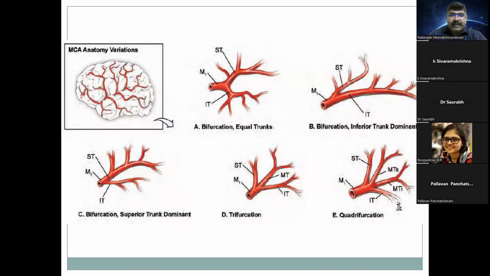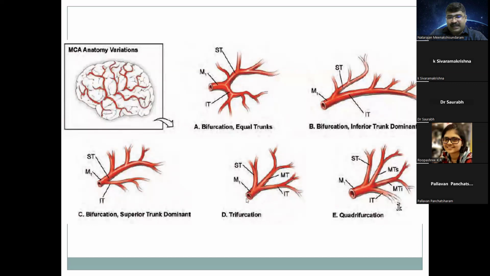Various anatomical variations in the MCA. So this is the normal one which we study, the MCA bifurcation into equal trunks. Sometimes you can have a particular trunk being dominant, either the superior trunk or the inferior trunk. And then you can have a trifurcation.